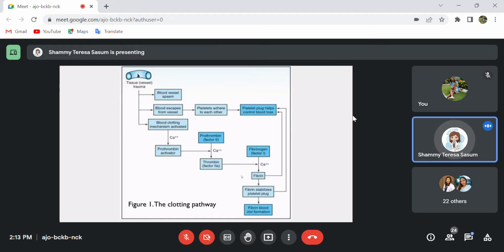This is the clotting pathway. As we can see here, the blood clotting mechanism is activated in the presence of calcium ions. Prothrombin activator converts prothrombin to thrombin in the presence of calcium ions. Thrombin acts on fibrinogen in the presence of calcium ions. Fibrinogen converts into fibrin in the presence of stabilizing factor. It finally forms the blood clot.